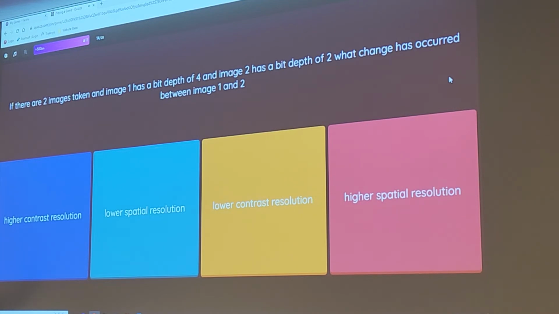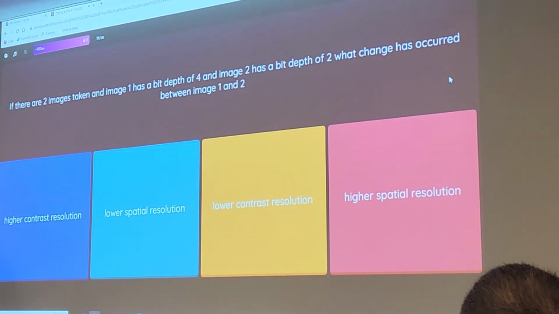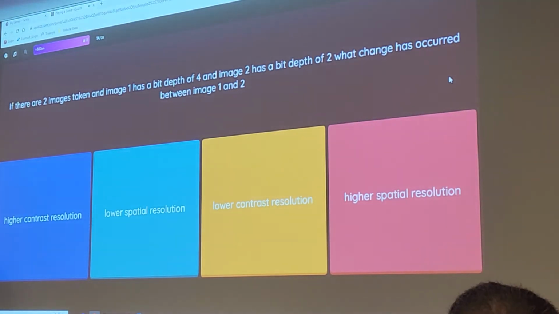So if it's going from 16 to 4, what's happening to your contrast resolution? Higher? No, lower, because it's going from 16 to 4. Shaheen, how many colors are you starting with? 16, sir. How many colors do you end with? 4. Do you have more colors or less colors? Less colors, sir. So if you have less colors, what happened to your contrast resolution? It reduced. Very good. So lower contrast. Oh, I see, sir.